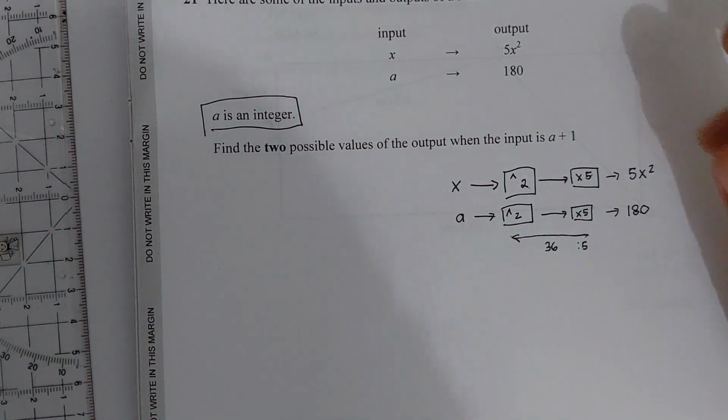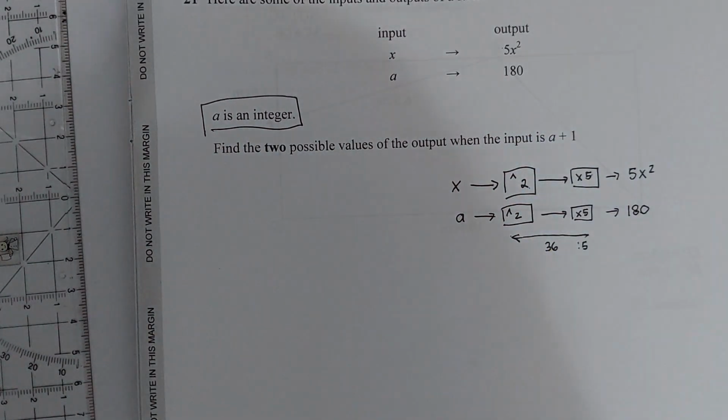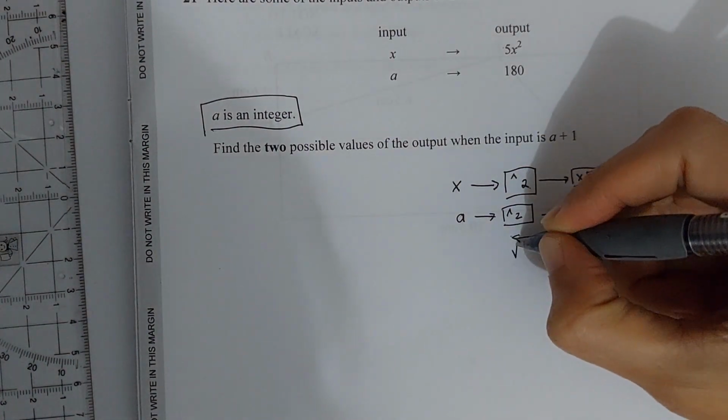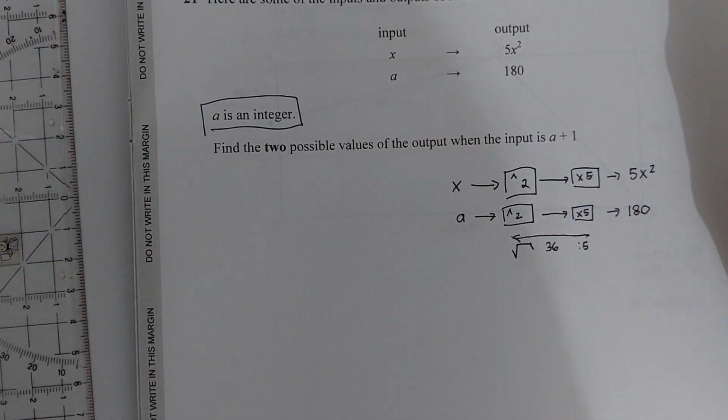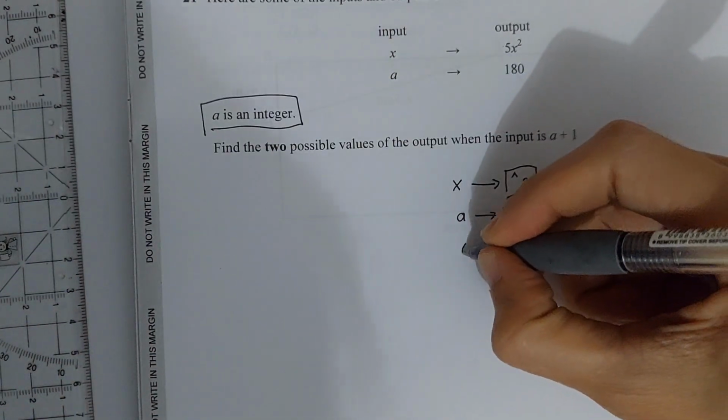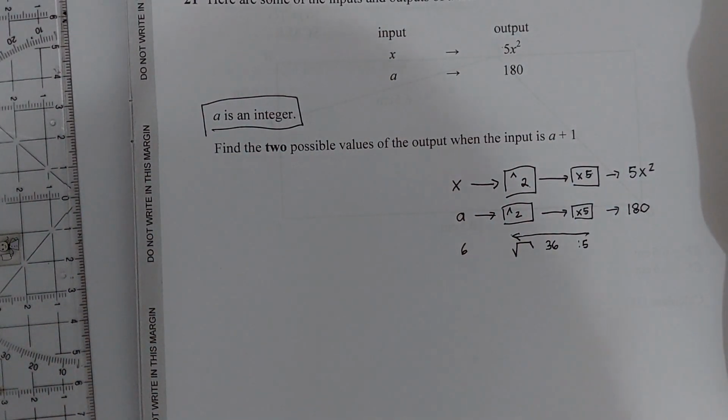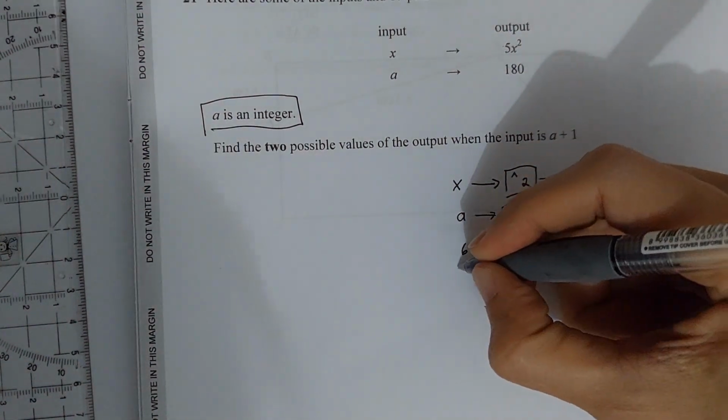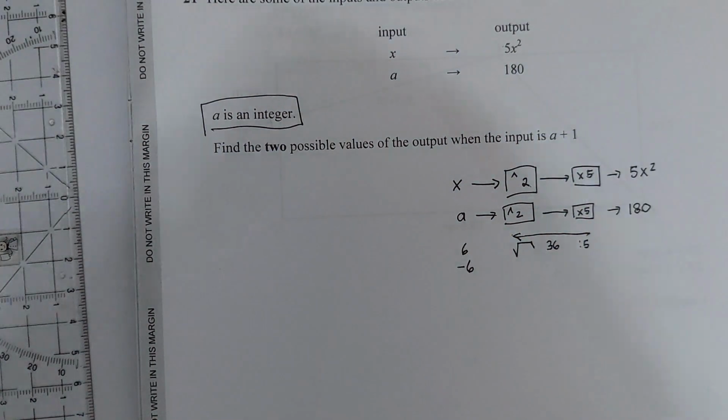Correct? And then after that, square by 2. What is the opposite? That one is square root. Square root of 36 will be 6. But not only that, there are two numbers that if you square it, it becomes 36. It can be 6 and it can be also negative 6, correct or not?